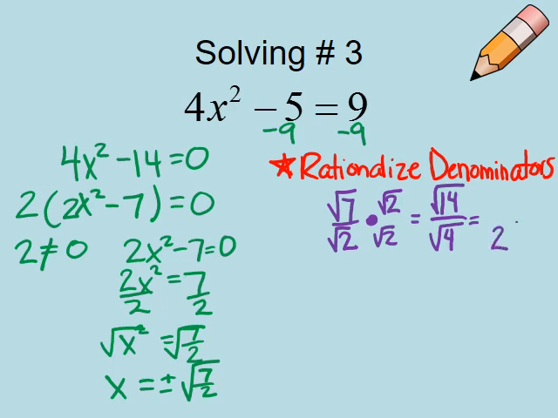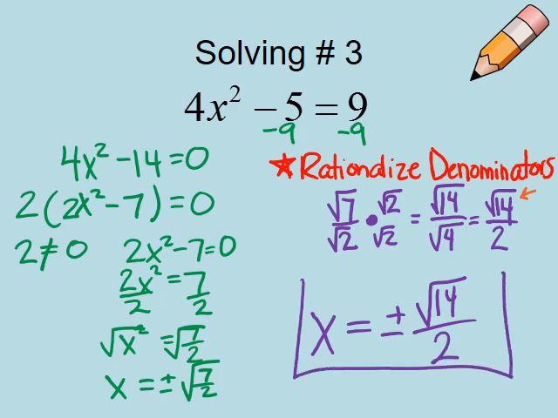Square root of 4 equals 2. So now you can see that my denominator is a whole number. It has been rationalized. Take a second look if you can reduce square root of 14. In this case, 4 does not divide evenly, 9 does not divide evenly, so I'm going to leave it as square root of 14. So my final solution is x equals positive or negative square root of 14 over 2.